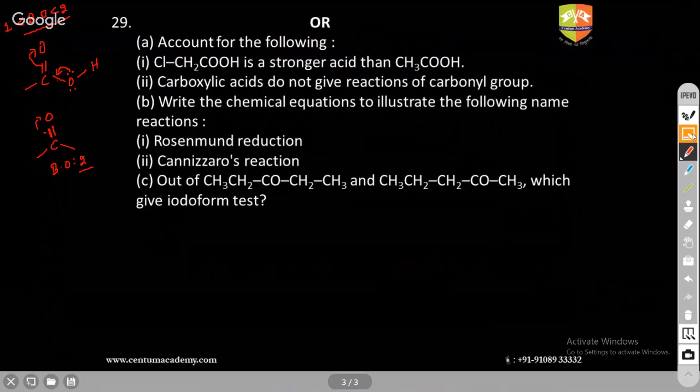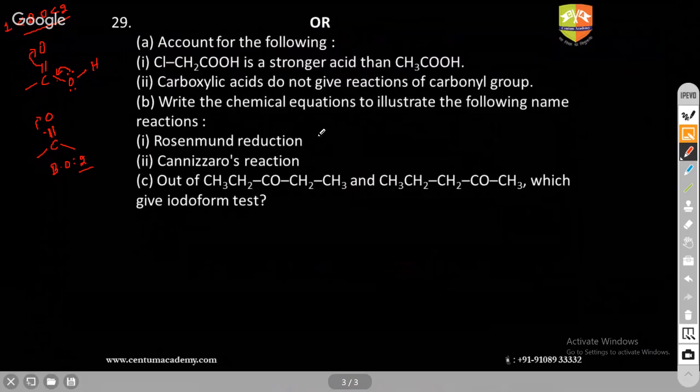Okay, guys. So what is this Rosenmund reaction? It is a formation of what? Aldehyde, right? In which carbonyl chloride reacts with Pd/BaSO4, H2, and it converts into aldehyde. We have already done this name reaction in which aldehyde formation takes place.